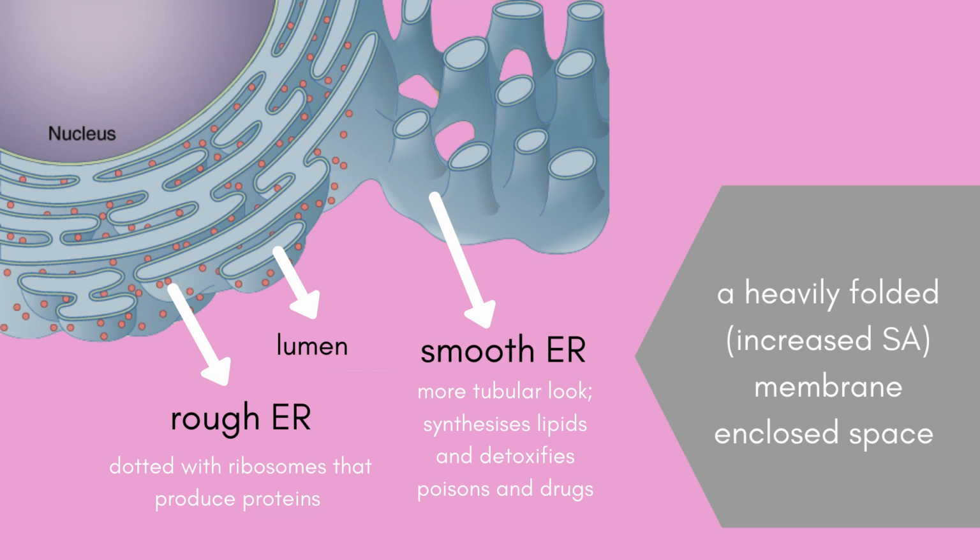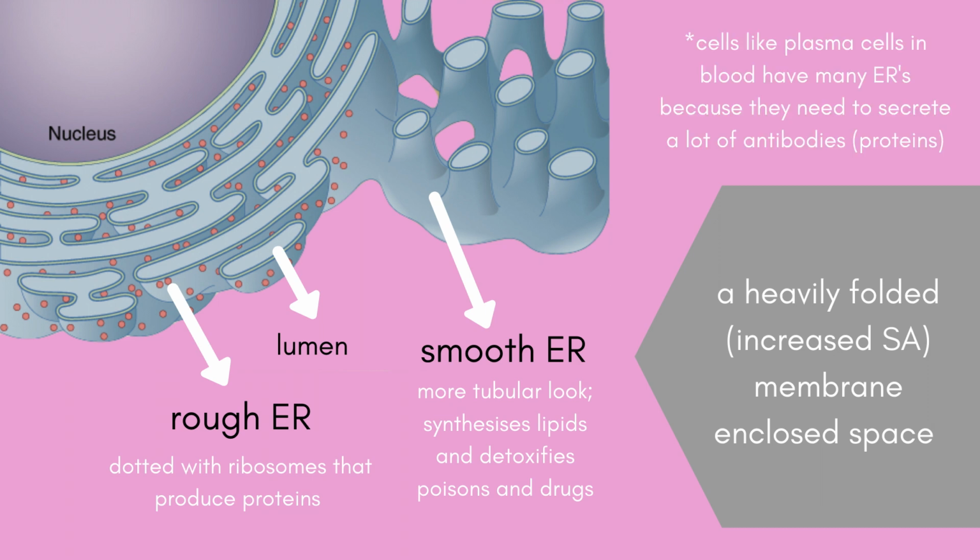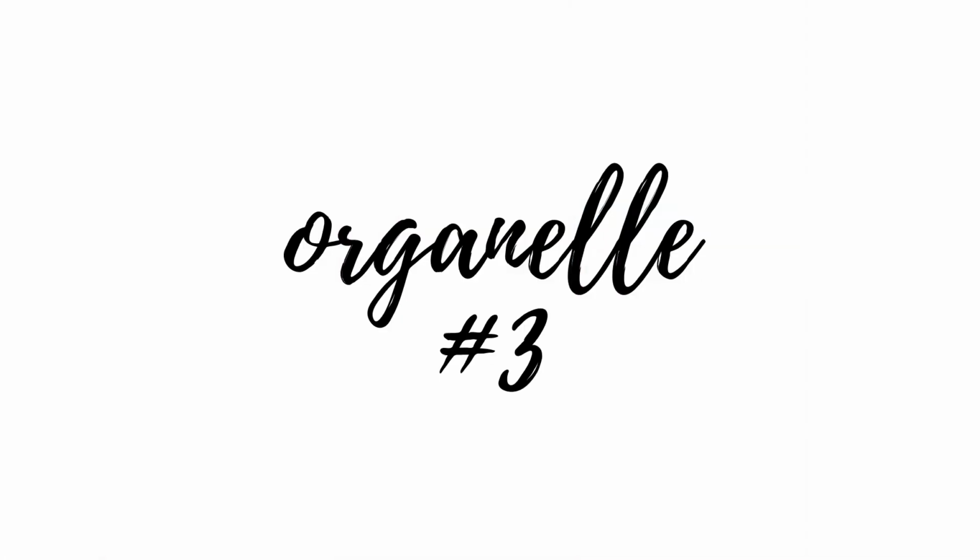The AP Bio exam likes to make you apply your knowledge, so it's good to know what types of cells have more or less of a certain organelle. For example, plasma cells in blood often have a high ER count because they have to produce a lot of proteins, like antibodies, and rough ER's job is to produce proteins. Therefore, these plasma cells will have a higher ER count.